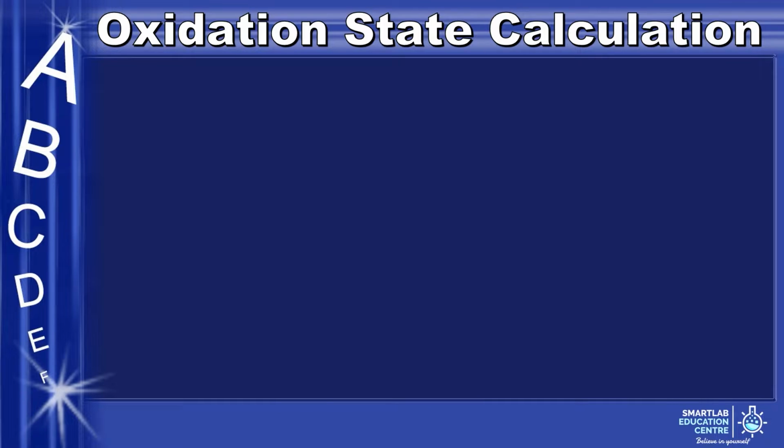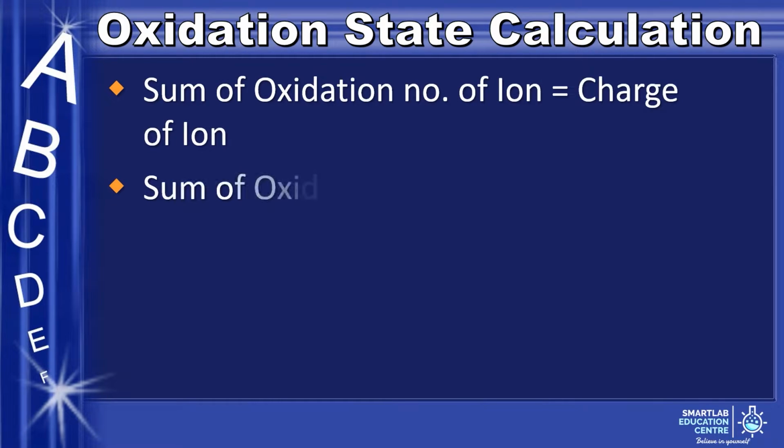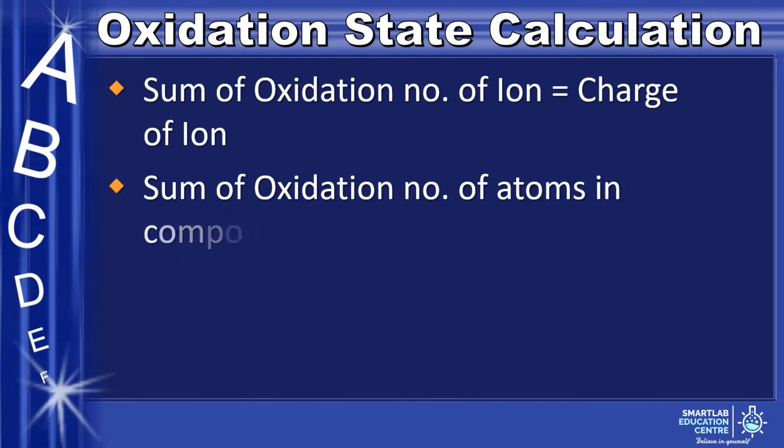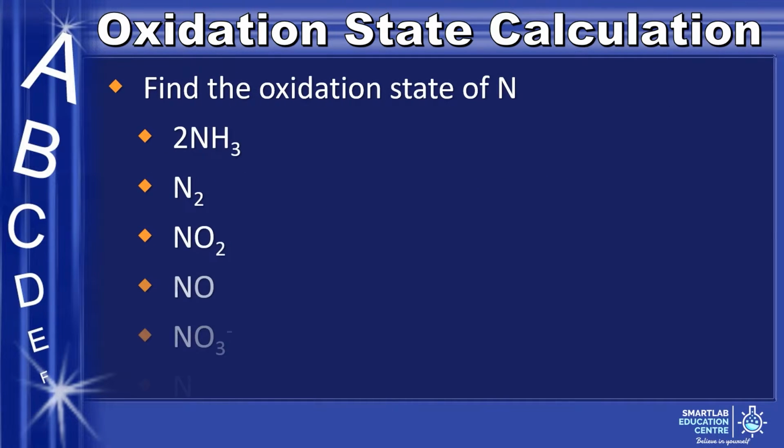Not only that, the sum of oxidation numbers of an ion is equal to the charge of the ion, and the sum of oxidation numbers of atoms in a compound is always equal to 0. In this example, identify the oxidation state of nitrogen in each of the following compounds and ions.